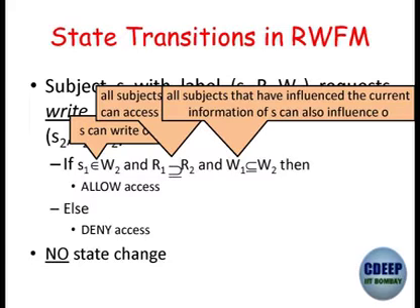Then what does the next one mean? All subjects that have influenced the current information of S can also influence O, and that's how you have tried to say that W1 is a subset of W2, and so now one can write it because S1 is already there in W2. Naturally, W1 is within W2, so I can assure the integrity is also being satisfied. If this condition is not satisfied, then I will say you cannot access it, and there will naturally be no state change if the access is denied.